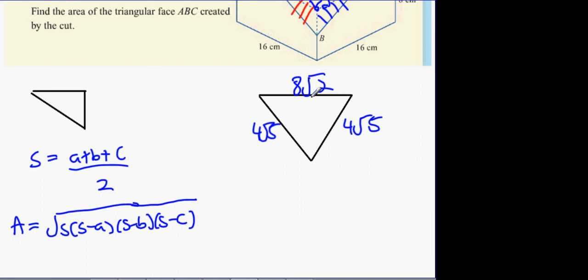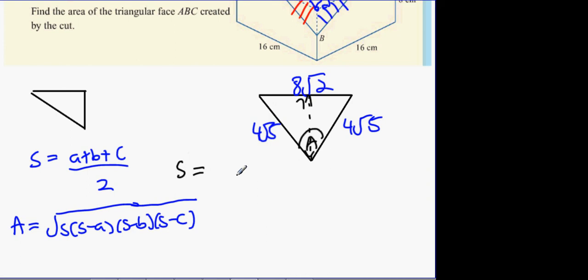Option B, half that and use half base times height. Now, if we half it, we then have to do Pythagoras' theorem to find out what the height is. Option C, use the cosine rule, find out what angle A is, and use half this one by this one, sine A. I personally think 2 calculator jobs in the S formula would be perfect, so I'm just going to do the S formula.